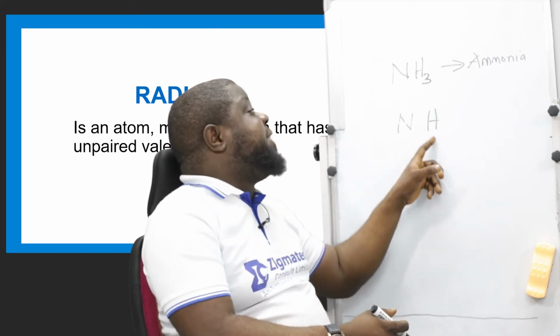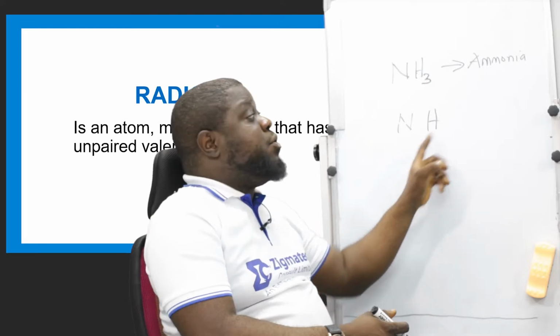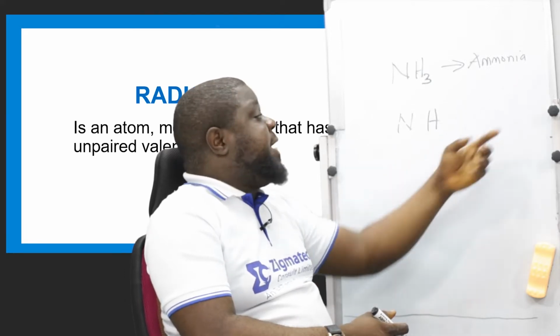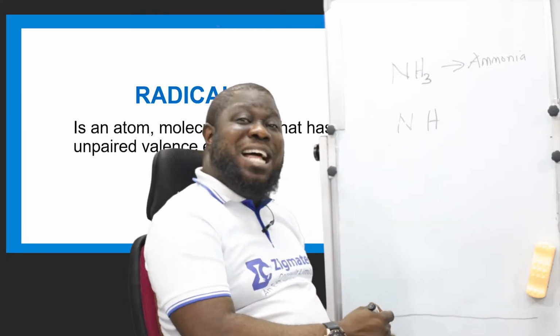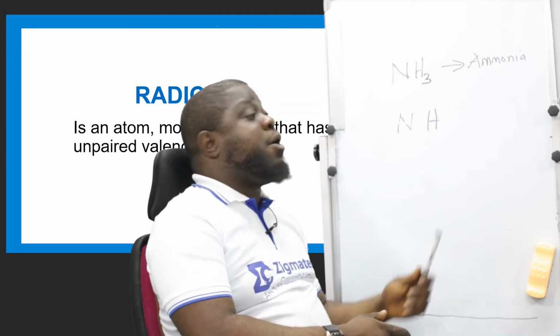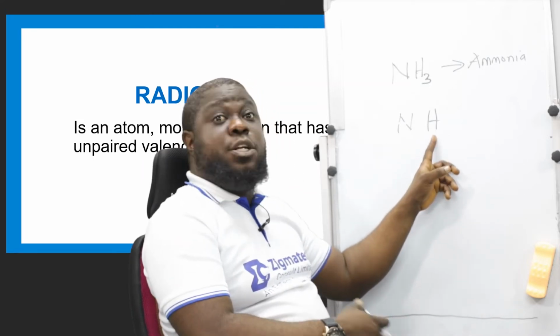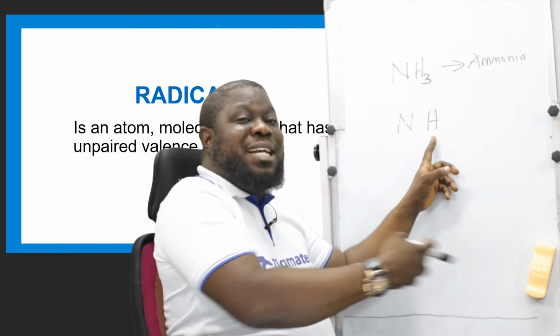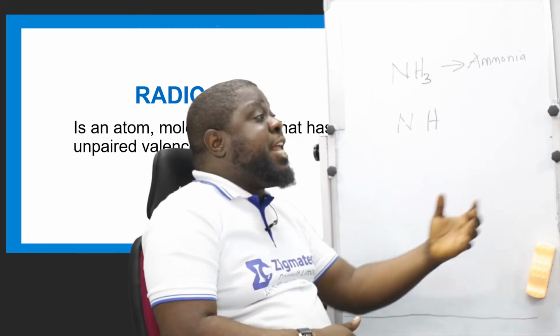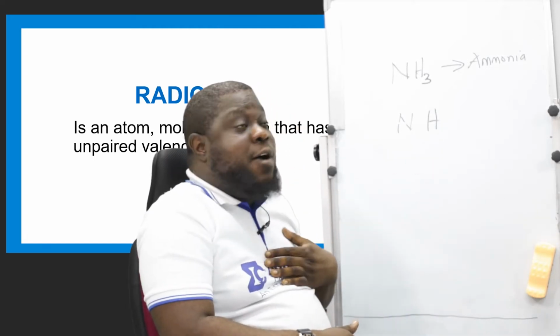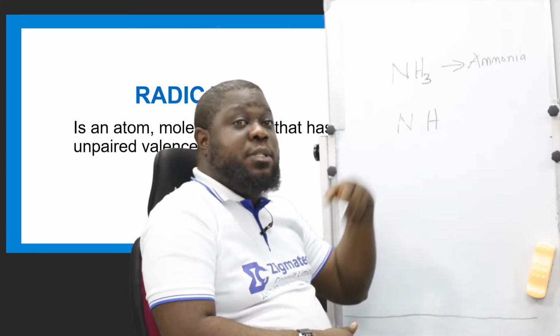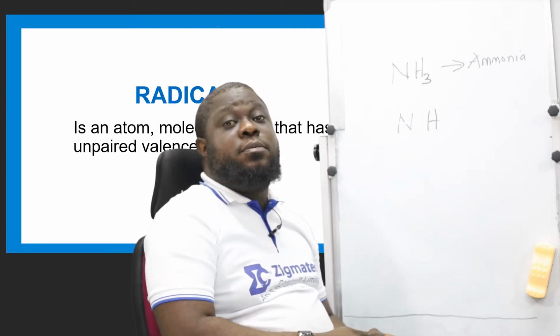So now nitrogen has received the 3 from nitrogen to form the ammonia. In essence, the valence of nitrogen will now become 3. Why? Because he took the 3, he did not lose. In essence, he collected and added to himself. Now what he collected to himself becomes the valence.